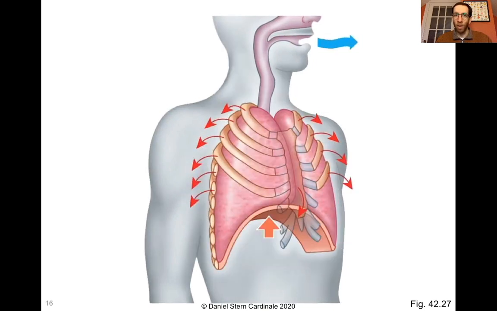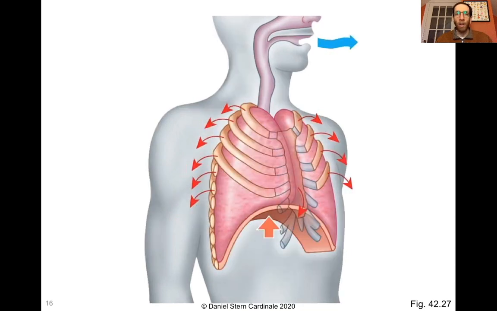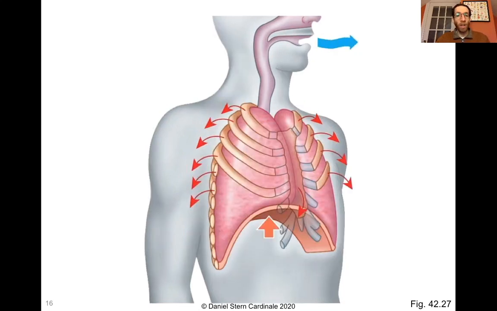The idea is with inhalation, increase the volume by muscle contraction. Exhalation, decrease the volume by muscle relaxation. When you increase the volume, you decrease the pressure, air rushes in. When you decrease the volume, you increase the pressure, air rushes out. That is the process of mammalian respiration.